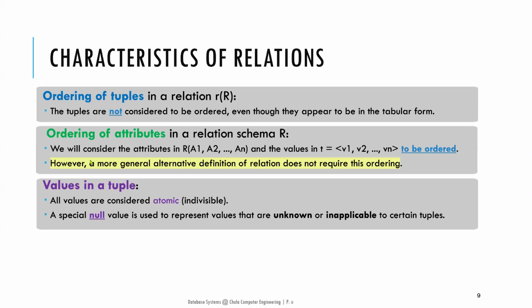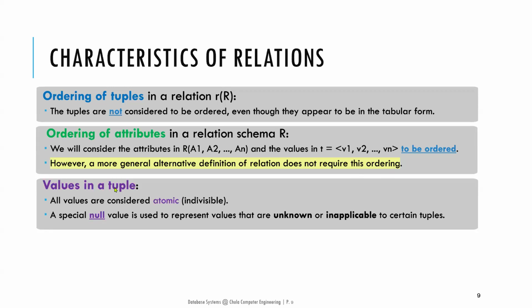That's why I'm saying here that we consider the attributes in R, A1 to AN, and the values in it, so a tuple with values V1, V2 to Vn, to be ordered. However, a more general alternative definition of relation does not really require this ordering, but mainly we consider it to be ordered.